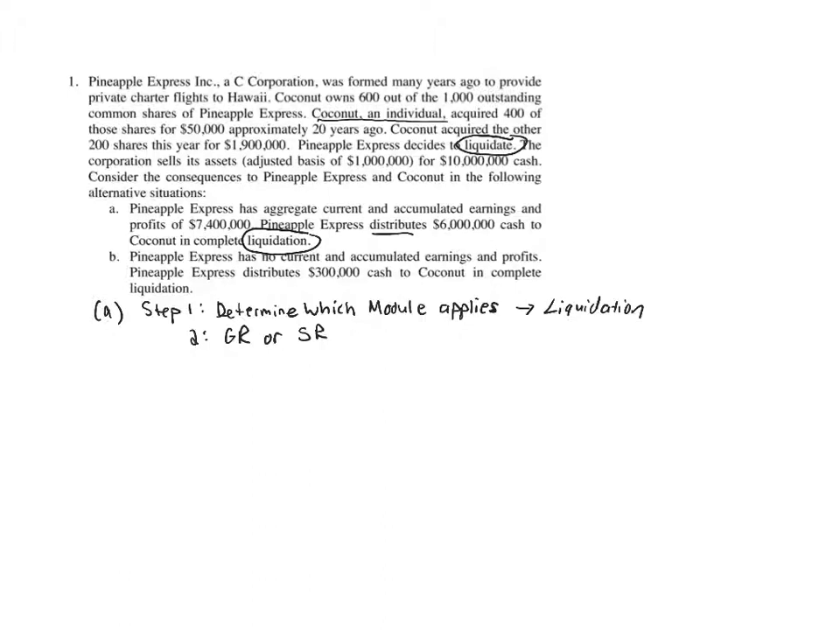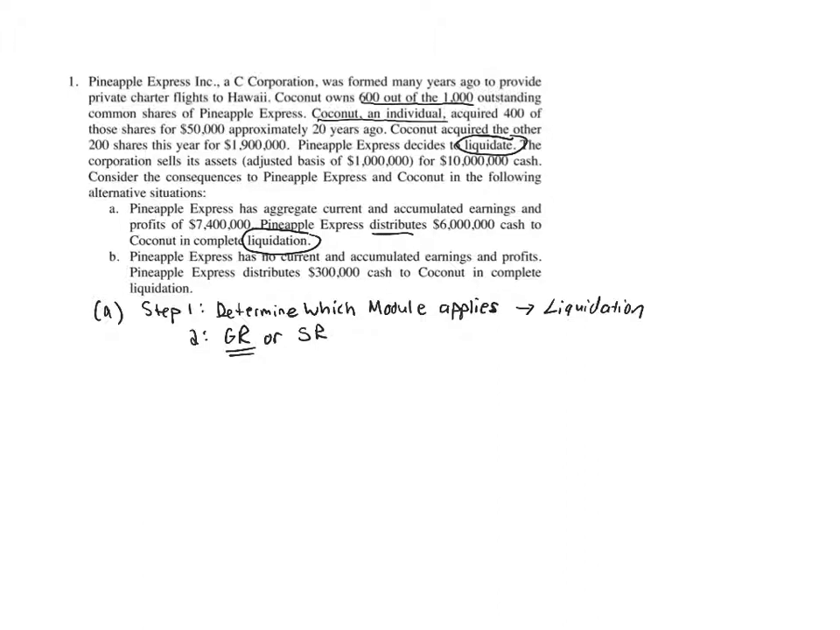So we have Coconut, an individual. Coconut owns 600 out of 1,000 shares. That's 60%. So that means all the other owners own 40%. So that means it's not possible that a corporation owns 80% or more. Does everyone see that? Just based on process of elimination. And they do stuff like that on the CPA exam. Process of elimination like that. So that means that we're under the general rule.